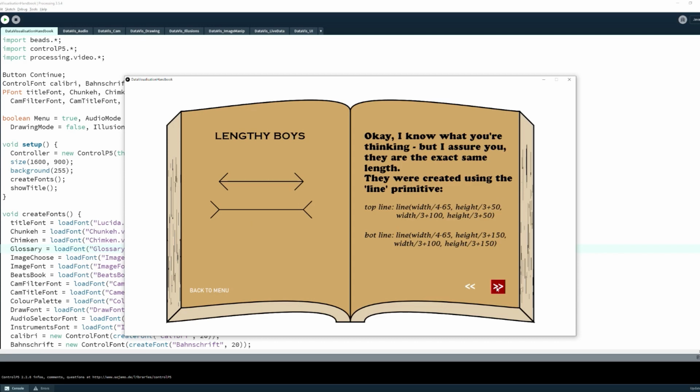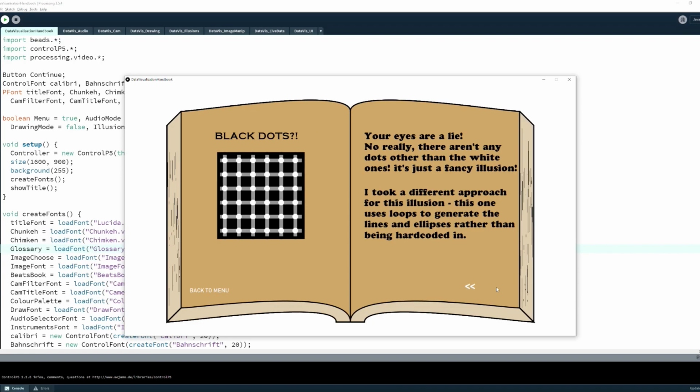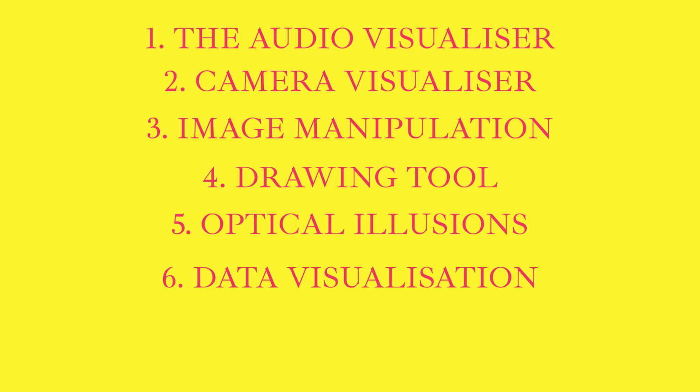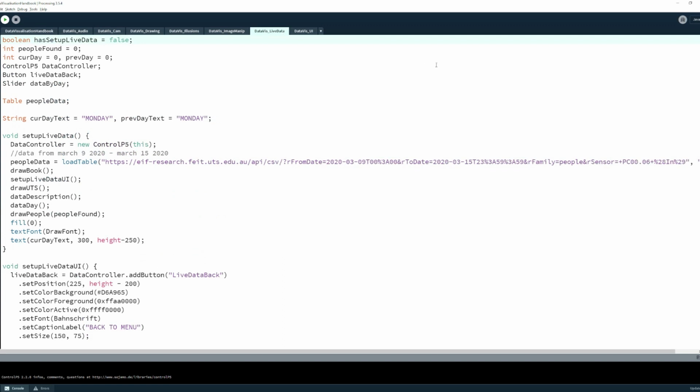Optical Illusions. This was probably the biggest influence by Ripley's Believe It or Not, where I had a series of pages and captions that went with the images, which were all optical illusions created using different shapes as part of Processing's library. And the final part, Data Visualization. I had access to a data feed from one of the buildings at my university, which tracked the number of people who entered the building on different days.